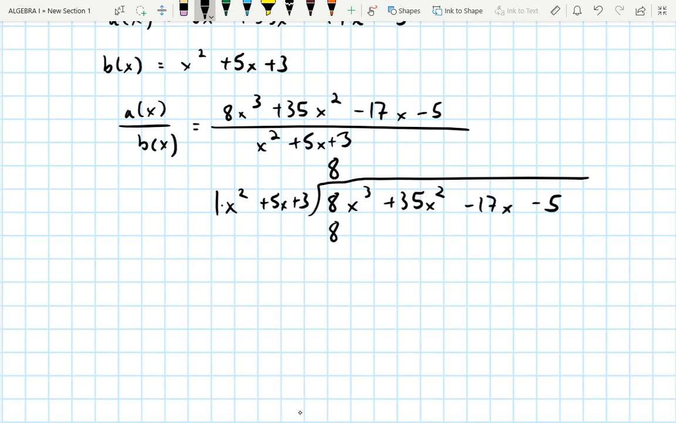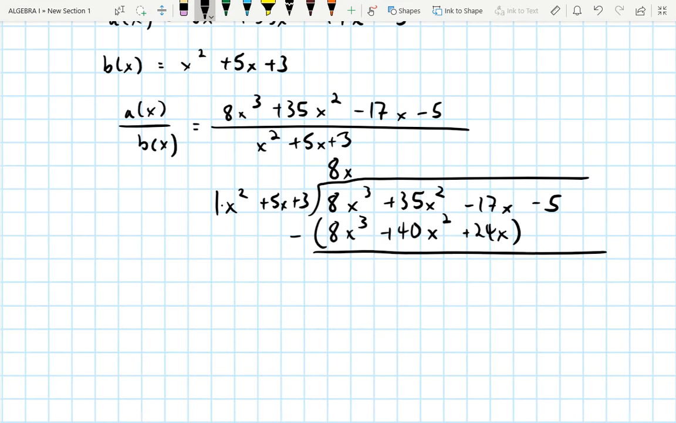X squared times something gives me x cubed, which is x. So 8x times 1x squared is going to give me 8x cubed, and the whole goal is that I get rid of that guy, right? The implicit operation in division is subtraction. Once we're done here, I'm going to subtract all these terms. So now I've got to multiply 8x by all the remaining terms. 8 times 5 is going to give me positive 40. X times x is x squared, so those are like terms. 8 times 3, that's going to give me 24.